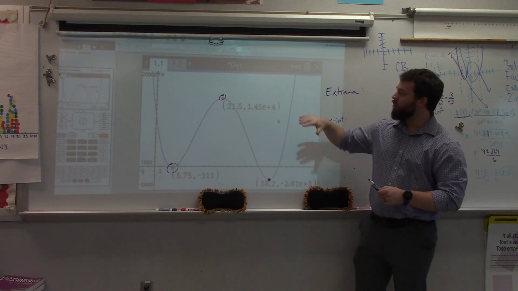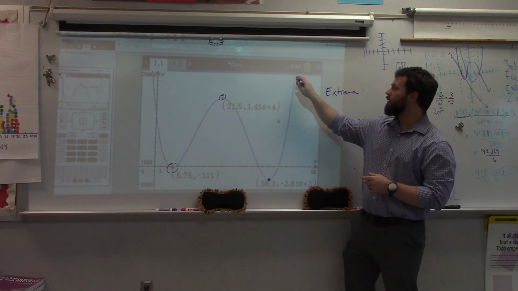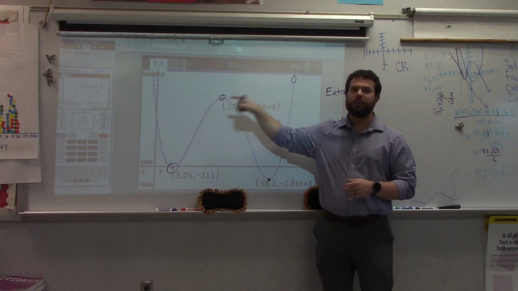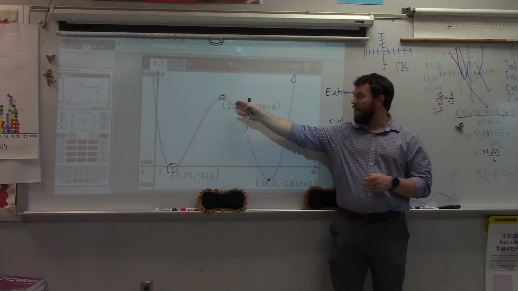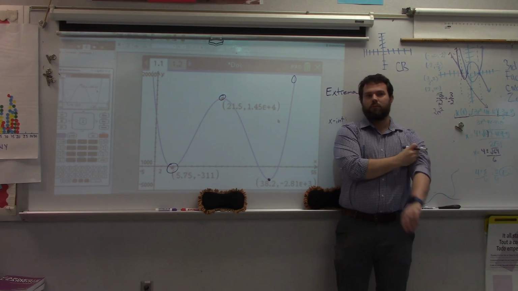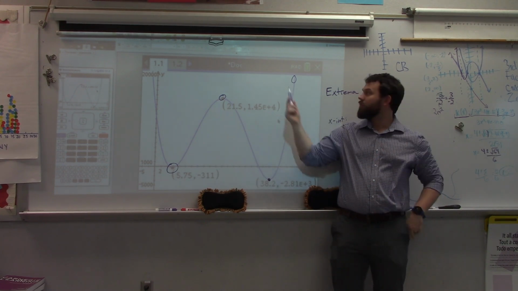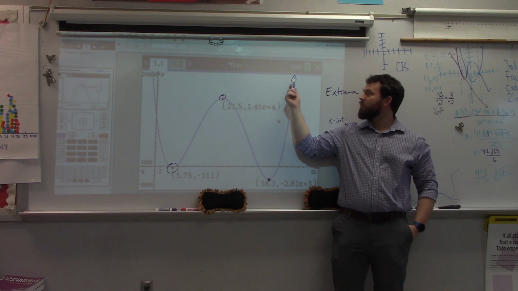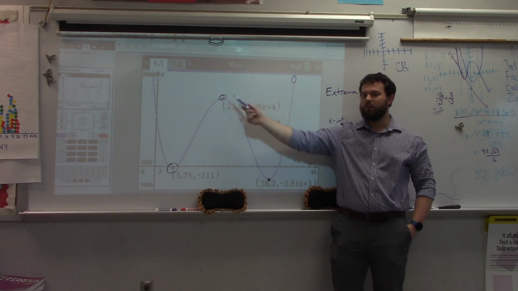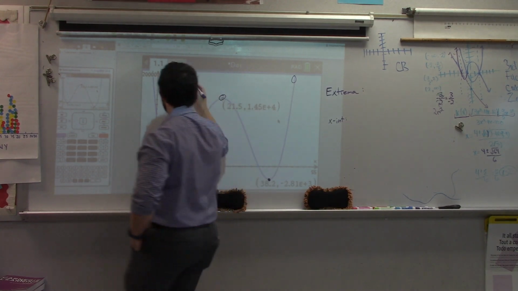There's no relative max that's higher, but this y value is way higher than that y value, isn't it? So is that the absolute highest y value? No. See how these y values are higher? So is that highest? No. Okay, so let's talk about this then.